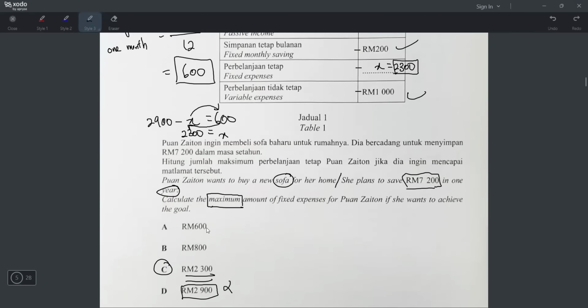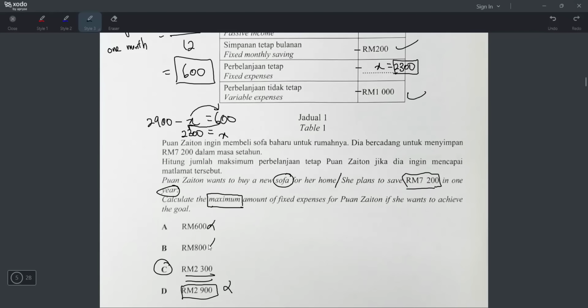Understand? Now tell me, what if the fixed expenses is lower, smaller than the 2300? What happens to your savings in 1 month? It will be more, right? You can save up more if you kurangkan you punya expenses. So of course you will end up saving more, and that will help you get to your goal faster, right? But since the soalan asks for maximum, that's why we choose C as the answer.